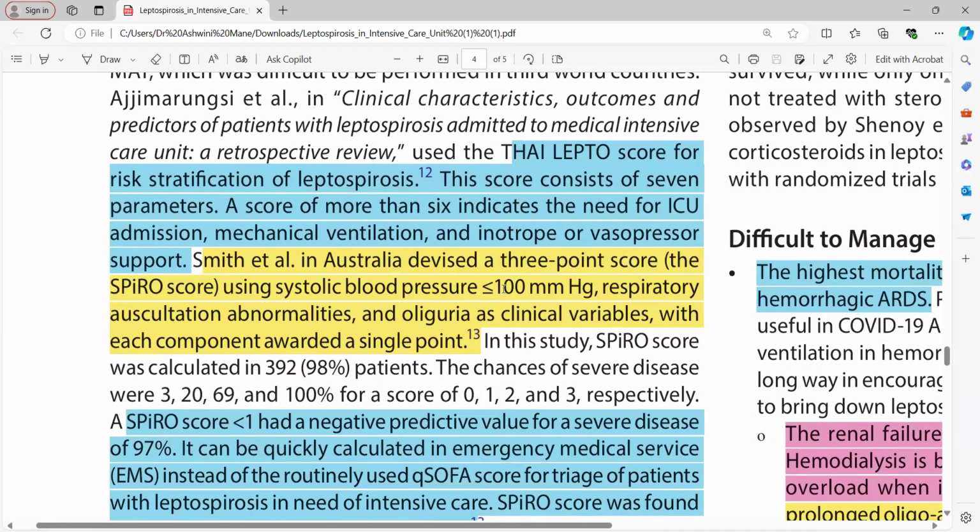Then the Lepto score for risk stratification of leptospirosis. This score consists of 7 parameters. A score of more than 6 indicates need for ICU admission, mechanical ventilation, and inotropes or vasopressor support.